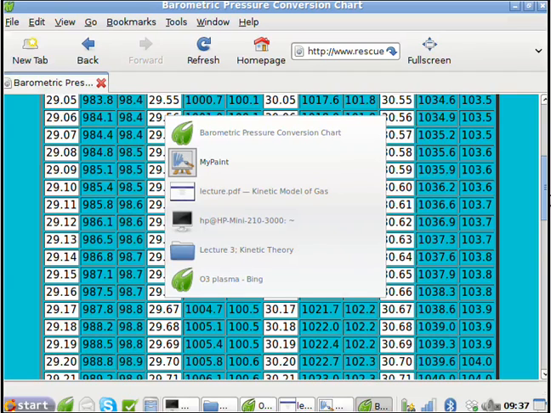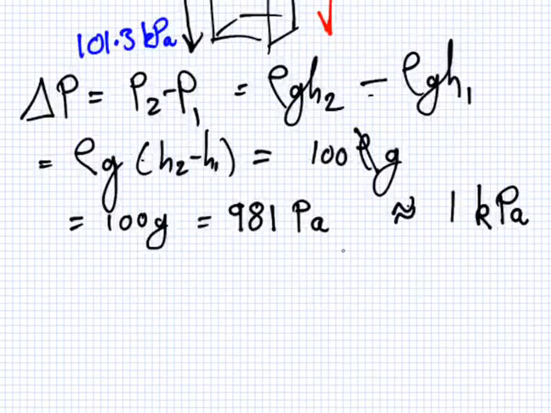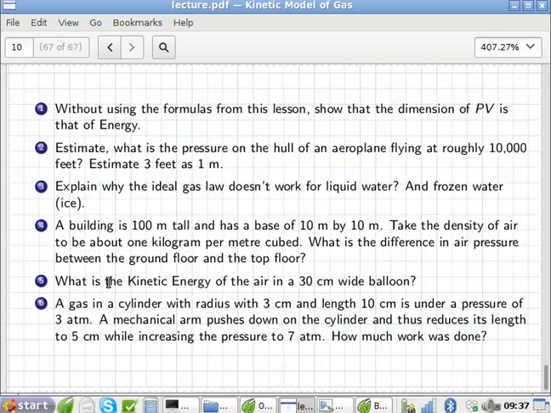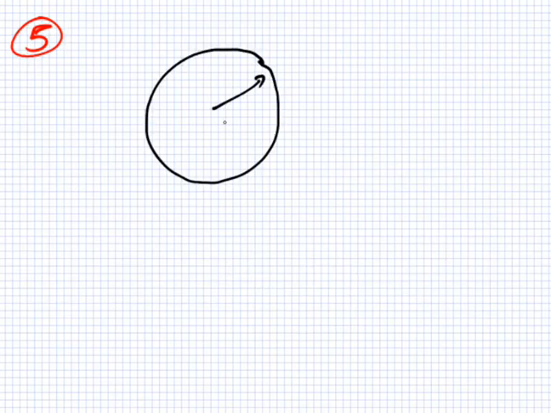Now look, although you don't know what h1 and h2 are, you do know what h2 minus h1 is. What's that? 100. I told you to take the density to be about 1, so that's gone. So the difference will be about 100 g, which is 981 pascals, so roughly 1 kilopascal.